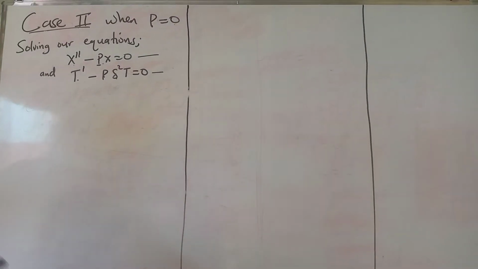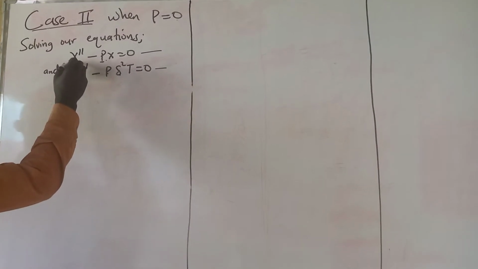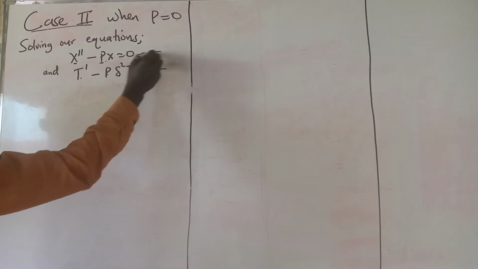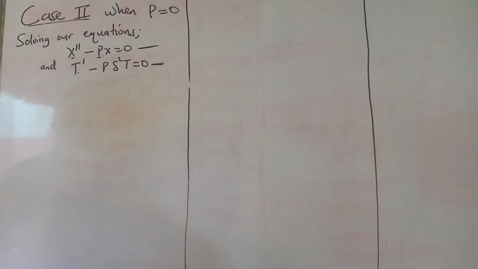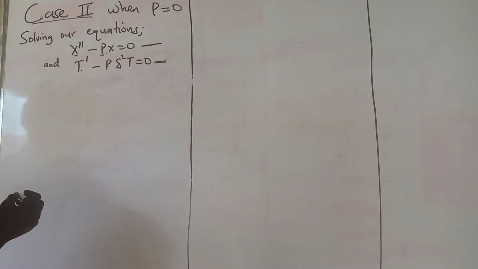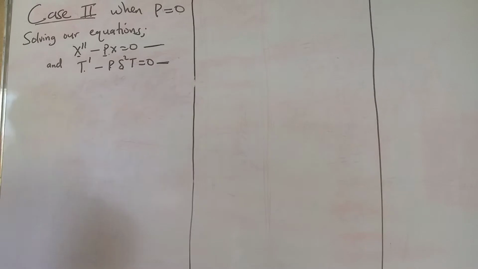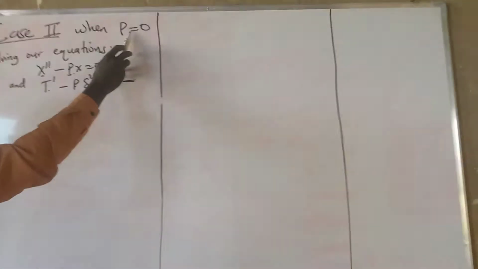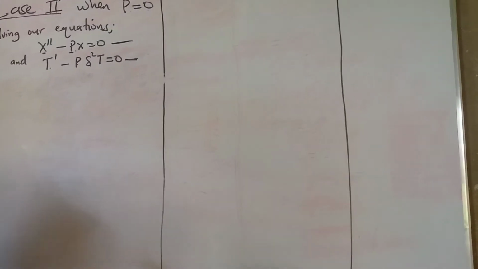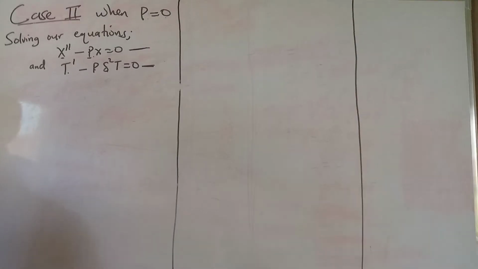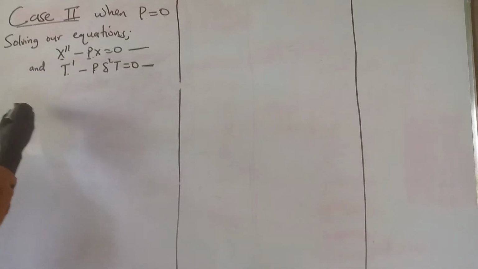In the first video, I showed you how to get these equations, this equation and this equation here. You can follow me in the first video and see how these equations are formed. Right now in the second video, I'm going to solve them for the case when P is equal to 0. In the last video, we shall talk about when P is less than 0. So let's solve this using P equal to 0.